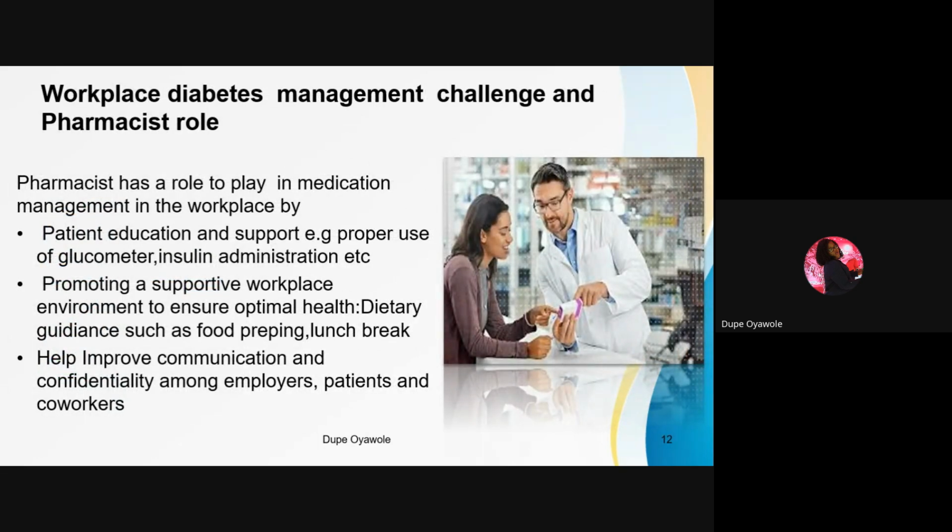So now I have a few slides to really talk about what we do in the workplace. For pharmacists, the major thing that we come in to do in the workplace is education and support. So, like I've mentioned, we'll help to tell them about glucometers and insulin administration. That one is very important, because sometimes you find that some patients, because they have changed their drugs, they have changed their insulin, maybe from injectable to the pen filled, it might be an issue for some of them.